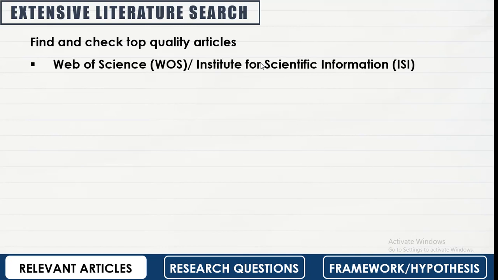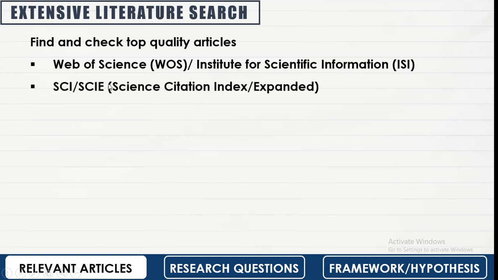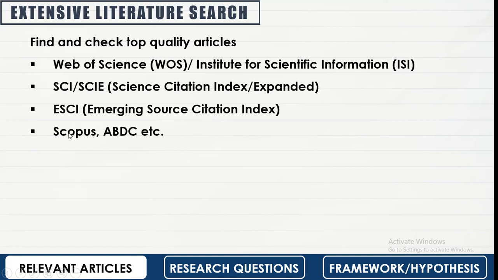So what you can do is check whether the journal is indexed in Web of Science or not. It was previously known as the Institute for Scientific Information, or ISI. The second thing is the metrics, that means whether the journal is SCI or SCIE, Science Citation Index or Expanded. You can identify these metrics from the Web of Science website. Another good metric is ESCI, Emerging Sources Citation Index, and also Scopus and ABDC. These are also metrics on which you can judge the quality of a particular paper.